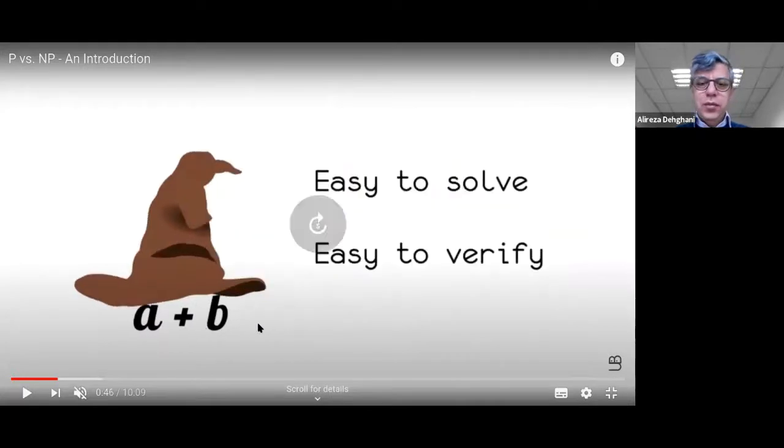They are really easy problems. Okay, they are easy to solve and easy to verify. That's the key criteria of understanding the difference between the P and NP problem. Okay, so P problems are the category of problems which are easy to solve and also easy to verify. Can you understand the difference? Easy to solve and easy to verify. Easy to solve, it is completely clear.